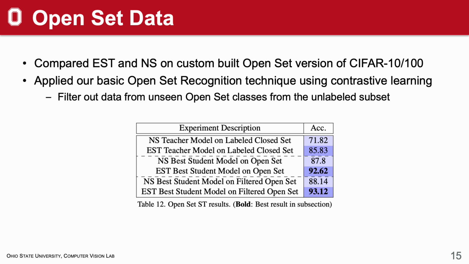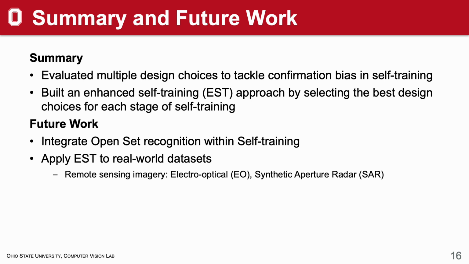We found that our enhanced self-training approach works better than the noisy student approach with and without using the open-set recognition technique, showing that our proposed enhancements work as an open-set recognition technique as well, on top of reducing confirmation bias. To summarize, in this paper, we evaluated multiple design choices to tackle the confirmation bias problem in self-training. We built an enhanced self-training approach using these design choices and showed that our approach works better than the original noisy student approach across different datasets in different training settings.